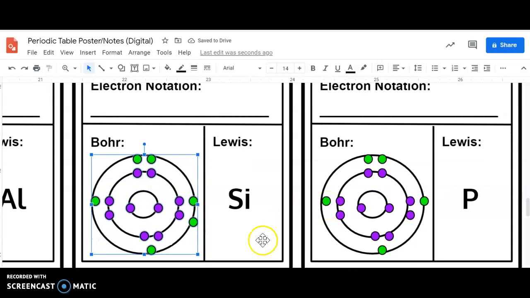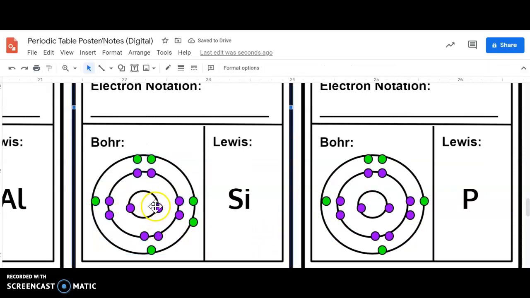So silicon has 14, so now I have to count. 2 on the inside, 1, 2. This one can hold a maximum of 8, so 2, 3, 4, 5, 6, 7, 8, 9, 10. That's 10. I need 4 more. 1, 2, 3, 4, 5, 6. That's not what I need, so I need to delete 2 of these. So you always do 2 on the inside first. Don't be putting 14 on the outside. These are not representing the nucleus. These are just energy levels that hold electrons. That's all these are representing.